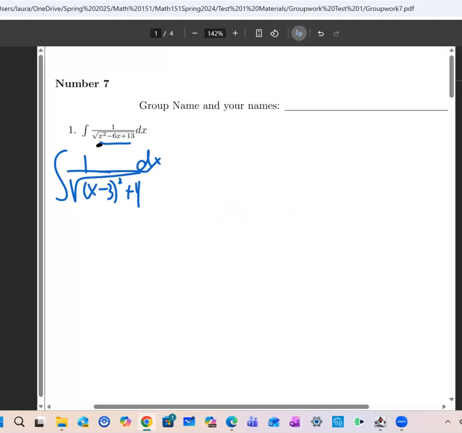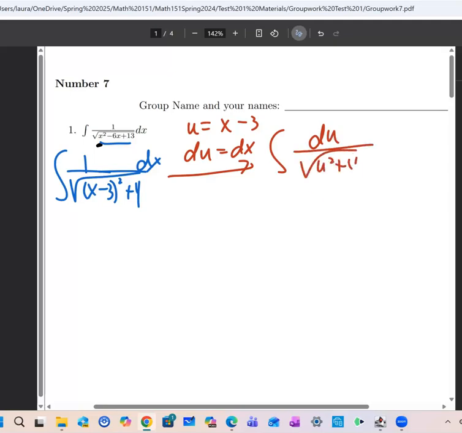So I'm going to suggest that you do a u substitution. Let's let u equal x minus 3. So that means du is dx. So this just turns into du over the square root of u squared plus 4. All right, so what do we do with that? I see it. You do too.